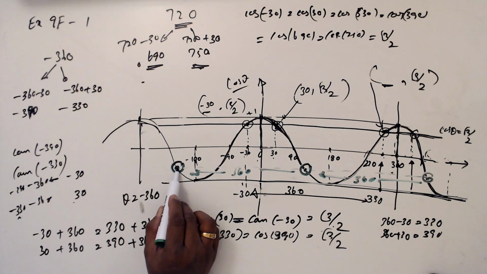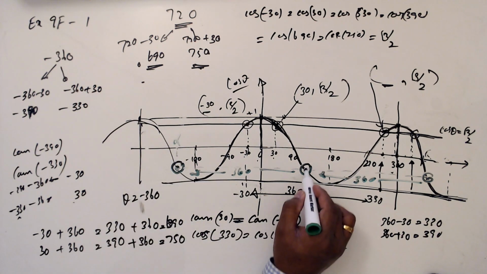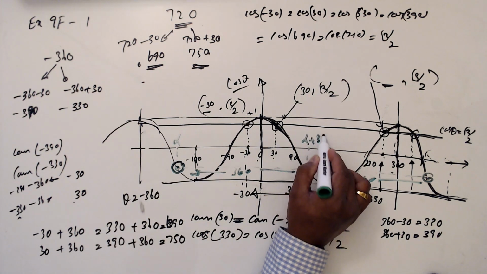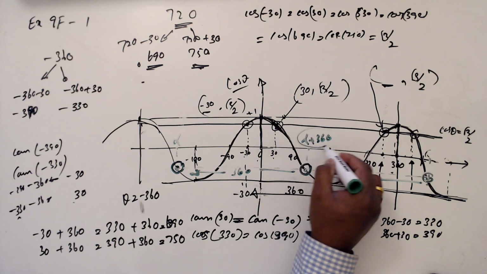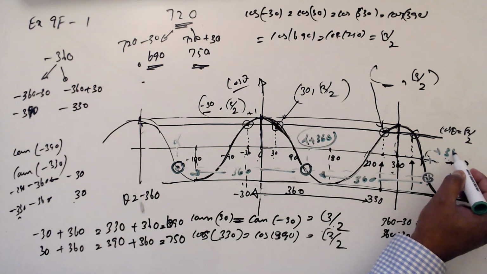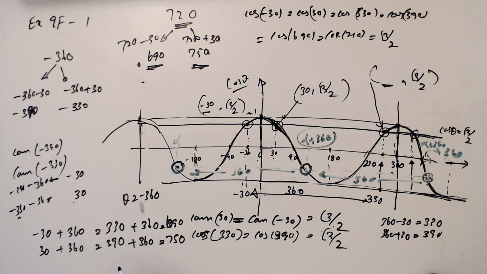So if you know this value, this angle, let's say alpha, then what is this one? Alpha plus 360. Then what is this one? Add another 360. It means alpha plus 360 plus 360. That's how you can find the similar points instead of drawing, by observing and obtaining the similarities.